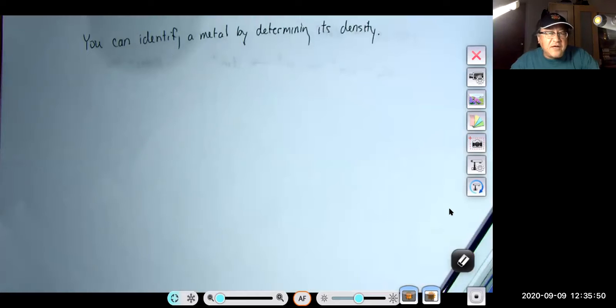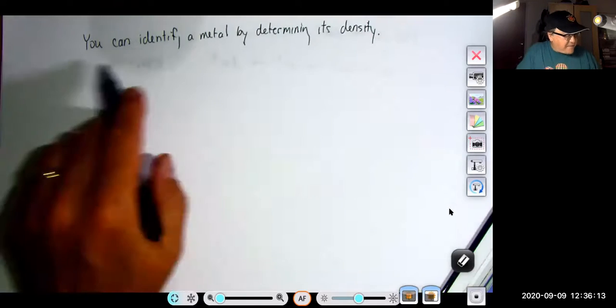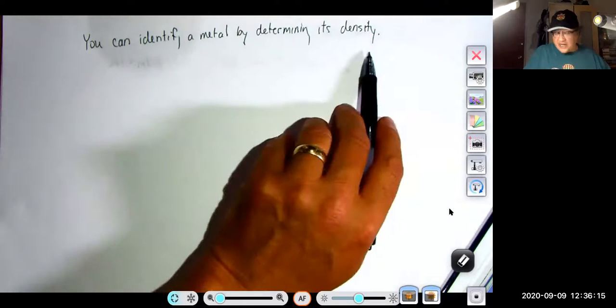So kind of a little aside here. If you've done the density lab, give me a thumbs up. No thumbs up? One thumbs up. Okay, cool. When you do the density lab, you might find something interesting there. You might have already known it, but maybe you didn't, but it is pretty interesting. You can identify a metal by determining its density, which is what you kind of do in the density lab.